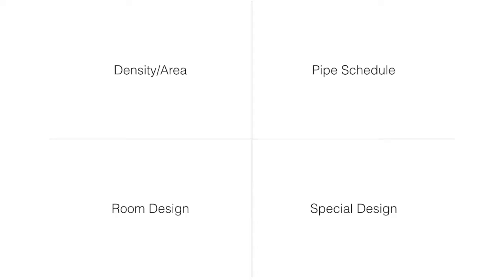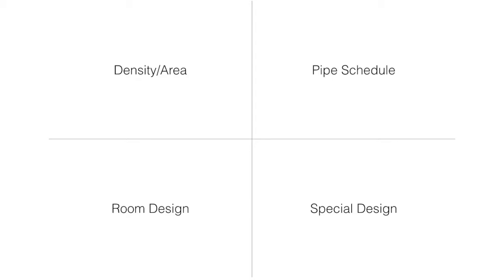So let's begin with discussing what the density area method is. There are different methods for calculating the total amount of water required for a system, including special design, room design method, and pipe schedule. Density area is what you want for most situations, but discretion is required to make that call. Let's go over a few of the other methods just for context.